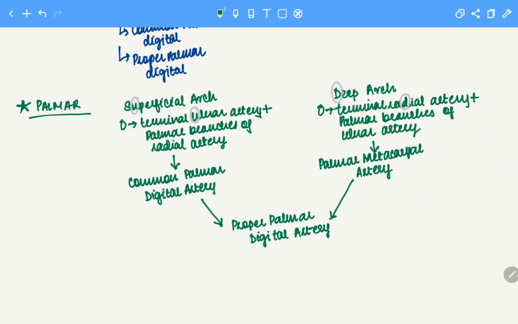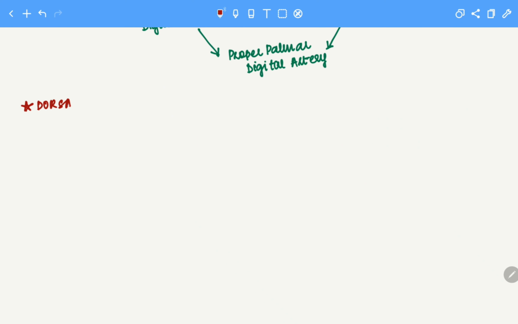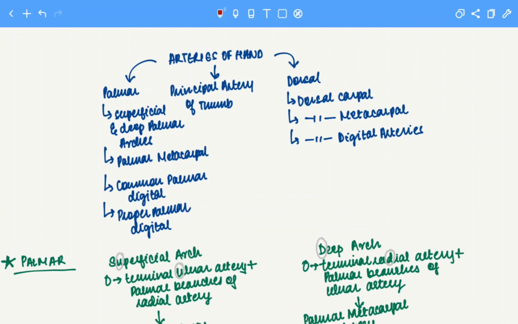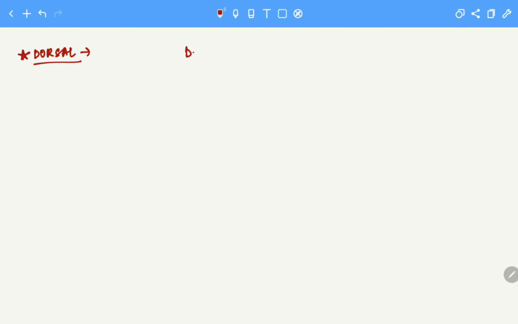Next, we talk about the dorsal surface. So for the dorsal surface, if we look at the chart on top, it has the dorsal carpal arteries, the dorsal metacarpal arteries, and the dorsal digital arteries. Let's talk about the dorsal carpal arteries first. The dorsal carpal arteries originate from the radial and ulnar arteries.